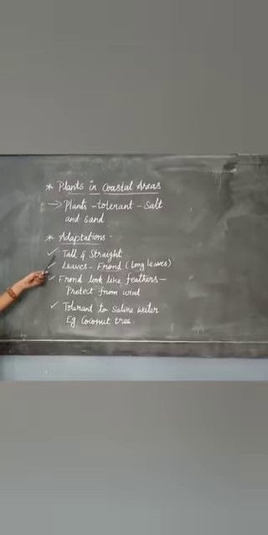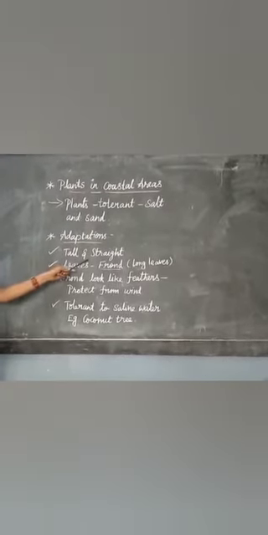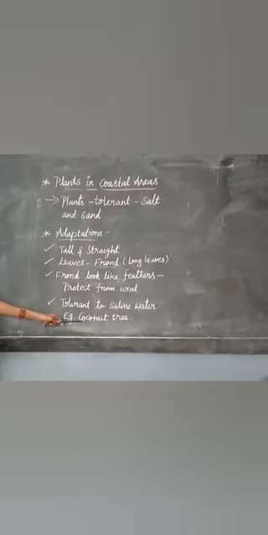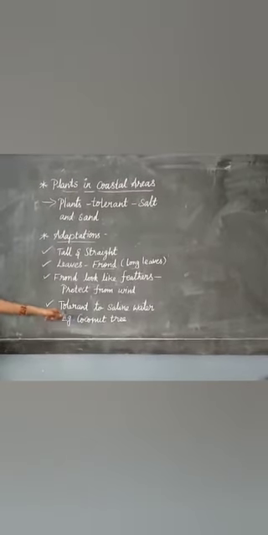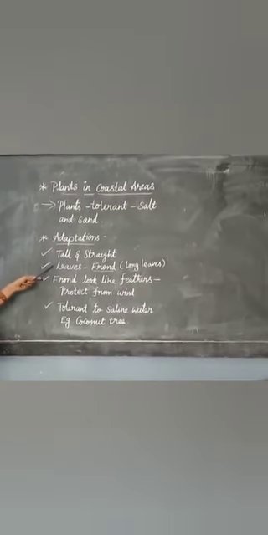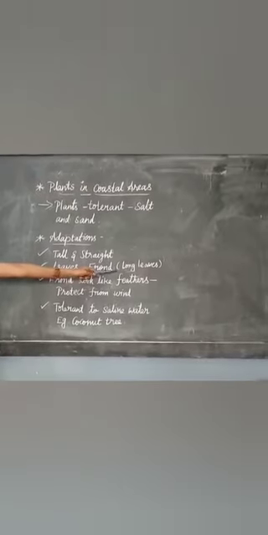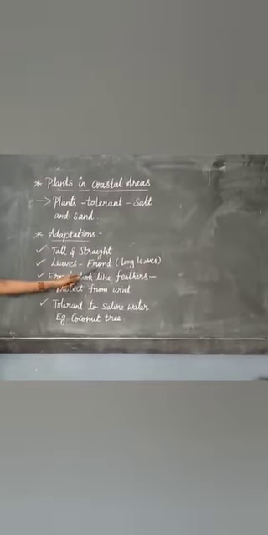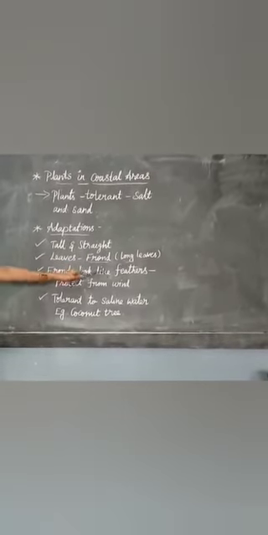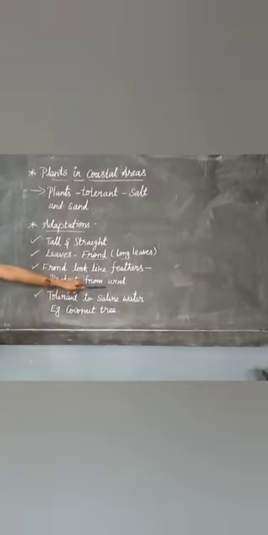These plants grow very tall and straight. For example, the coconut tree grows very tall and straight. Next, the leaves are fronds. Frond means long leaves with split ends. Fronds look like feathers, and they are used to protect from wind.